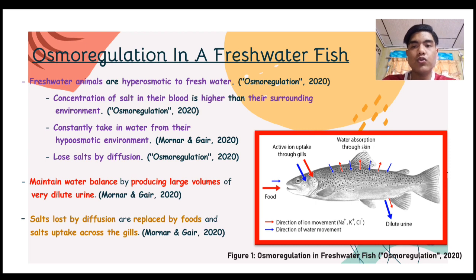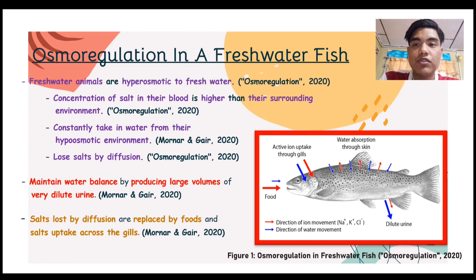Freshwater fish also lose salts by diffusion through their skin. To maintain the water balance inside their body, freshwater animals do not drink much water compared to saltwater animals, but instead they excrete large volumes of very dilute urine from their kidneys.